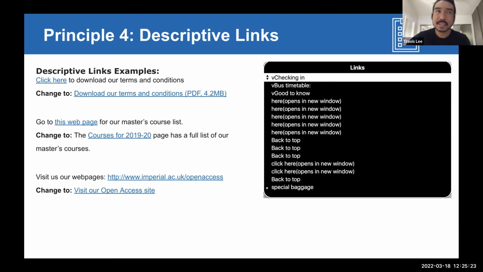The last one is just more of a style thing, which applies to HTML and the LMS for that matter. This is probably a best practice, as well as for documents. You don't want to put the whole URL like http://www imperial. What you want to do is just replace that whole URL with a descriptive link, like visit our open access site. So that's descriptive links. We're going to do that together in a second.